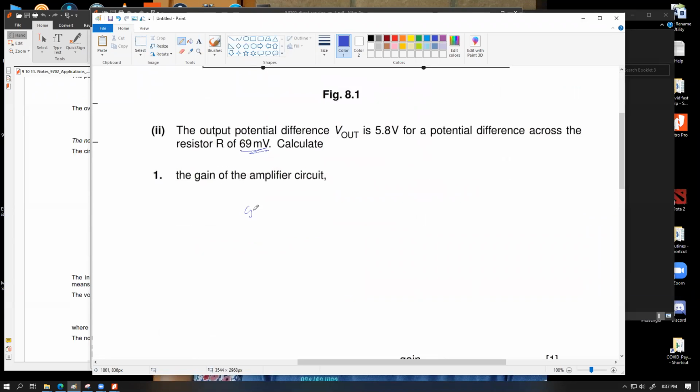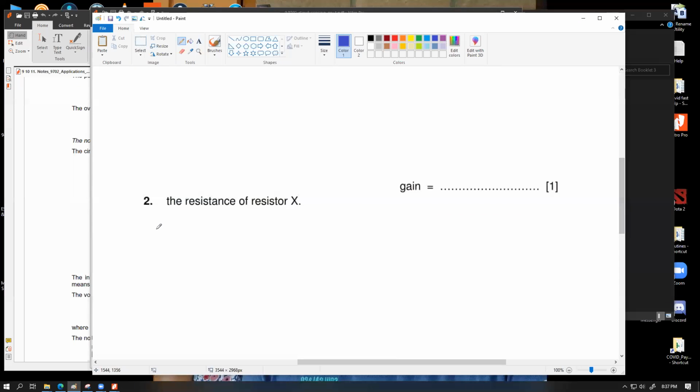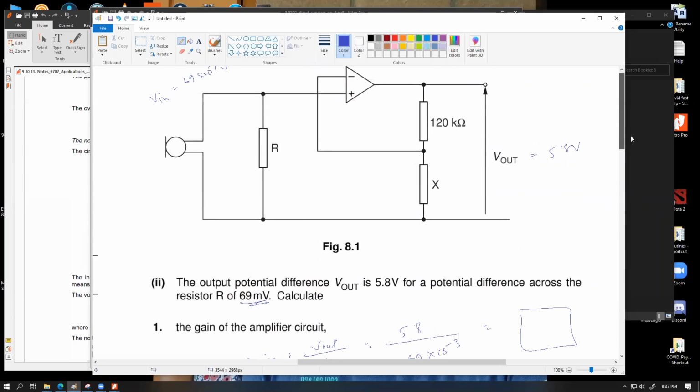The gain is always given by what? Gain equals V out by V in. Exactly. So that is 5.8 divided by 69 times 10 to the power minus 3. So whatever value you get, you write that in standard form. Then they are asking us what is the value of the resistance X. Resistance X is the bottom one.